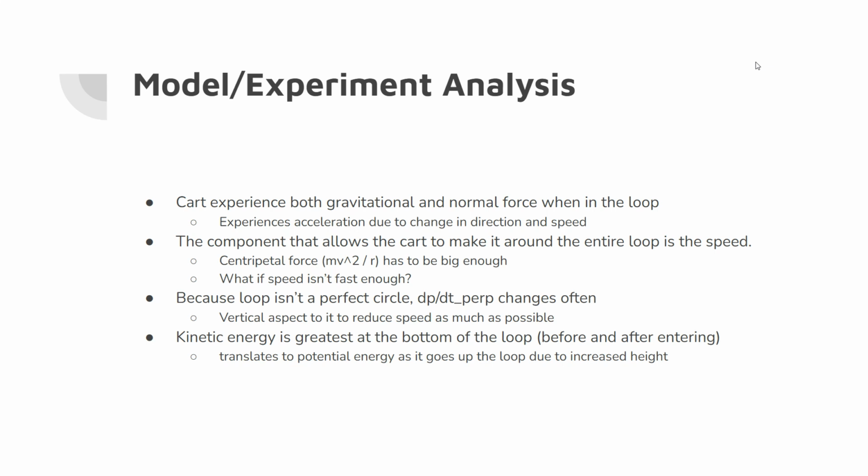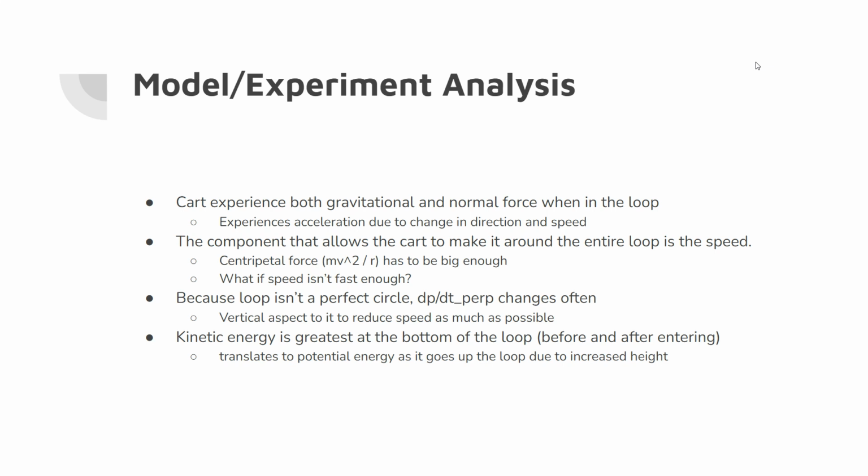I think another thing to point out is that the loop isn't a perfect circle. So dp over dt, the perpendicular component, changes quite often: mv squared over r, or v squared over r. The radius is obviously changing, and the vertical aspect to it reduces the speed as much as possible. I feel like what makes the so-called longest hang time possible is that as the cart goes up, there is a vertical aspect to it which reduces speed more quickly than if it was a perfect circle. And that allows the hang time to be there, and it's perfectly calculated so that it still makes it through the loop.